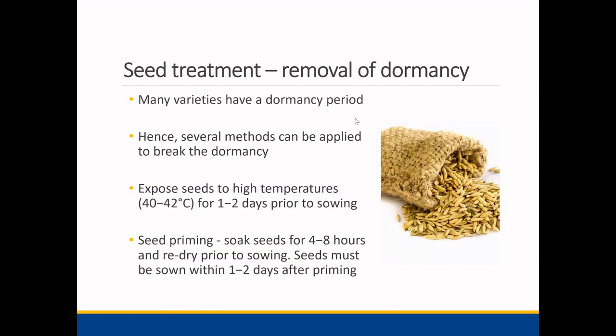And then if we move to the seed treatment, we said that we have to remove the dormancy for rice. Many of the rice varieties have a dormancy period, so there are several methods you can apply to break the dormancy. One such method is that you can expose the seeds to high temperatures, like 40 to 42 degrees Celsius for 1 to 2 days prior to sowing. Another method is called seed priming. You have to soak the seeds for 4 to 8 hours and dry them again prior to sowing. Then the seed must be sown within 1 to 2 days after the priming. So those are the methods we can use to remove the dormancy.